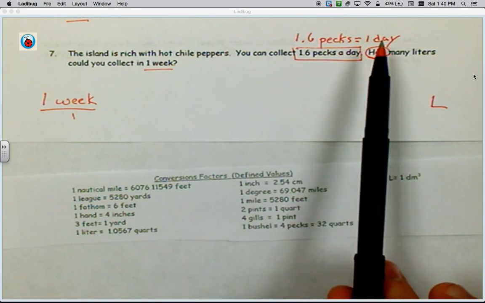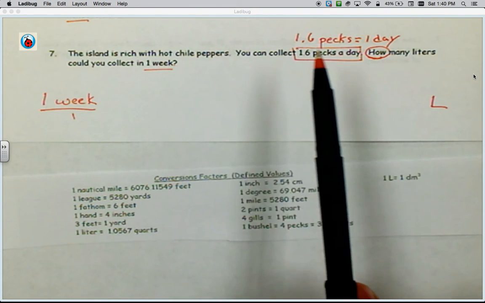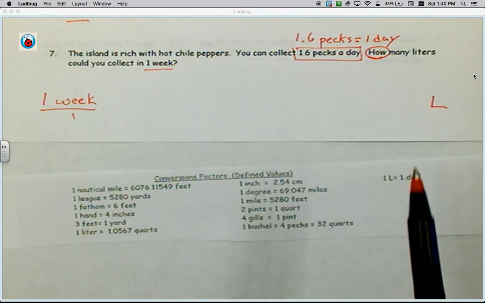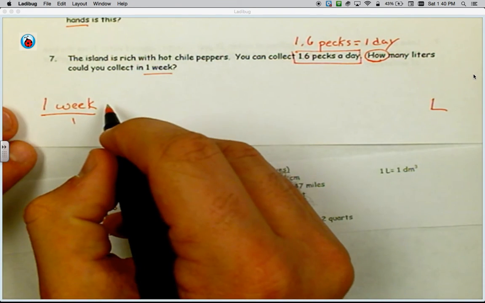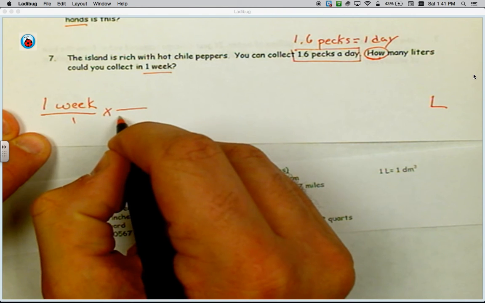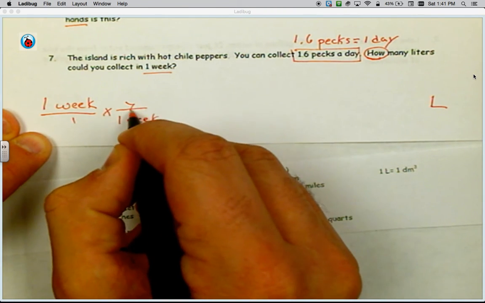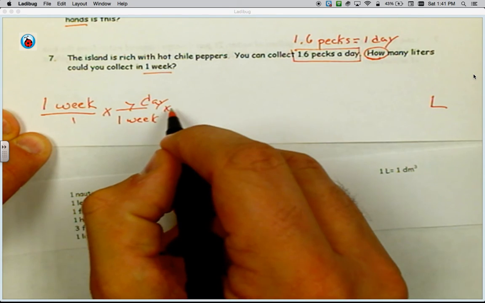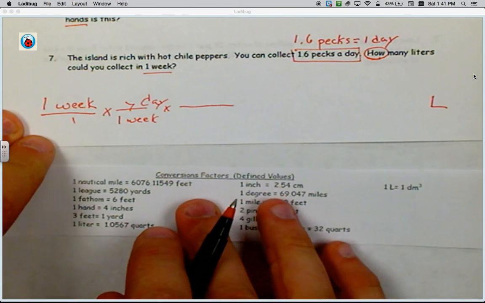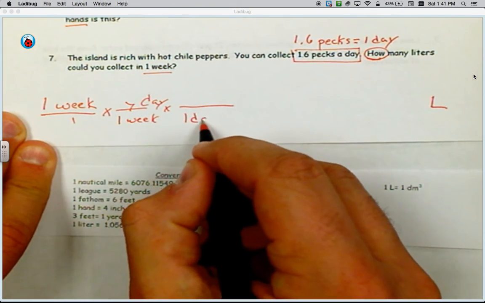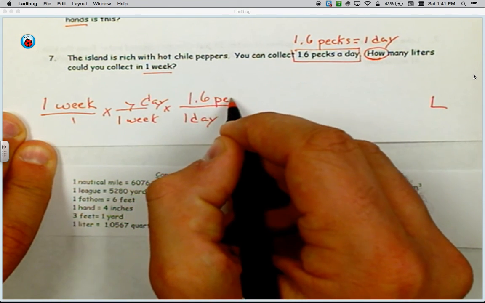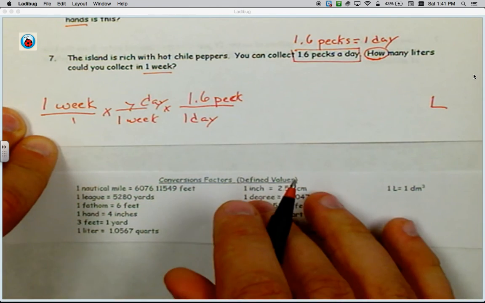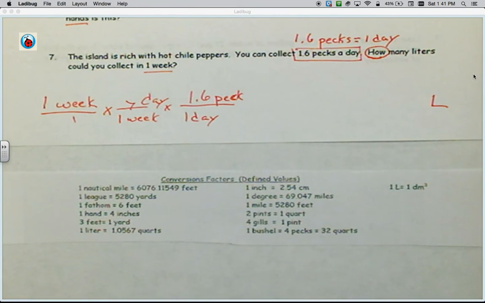Well, we've got days to pecks. There's our crucial step to change our units. Now, I think we're in weeks, but we're going to need days. So how many days in a week? Assuming you're working all week, you're going to have in 1 week 7 days. And we know that every single day we pick 1.6 pecks of peppers. Now, do you suppose that would increase your water consumption? That might change our other question up above.